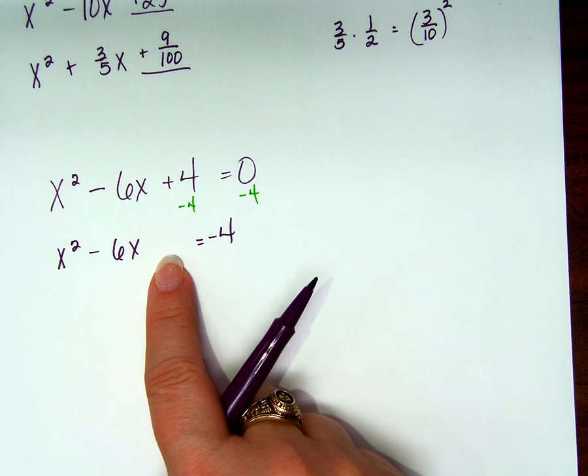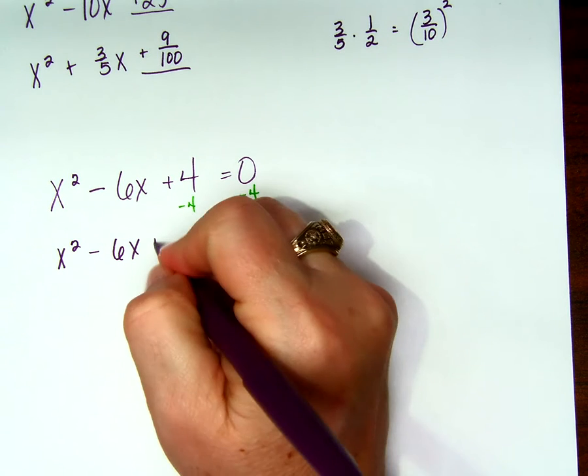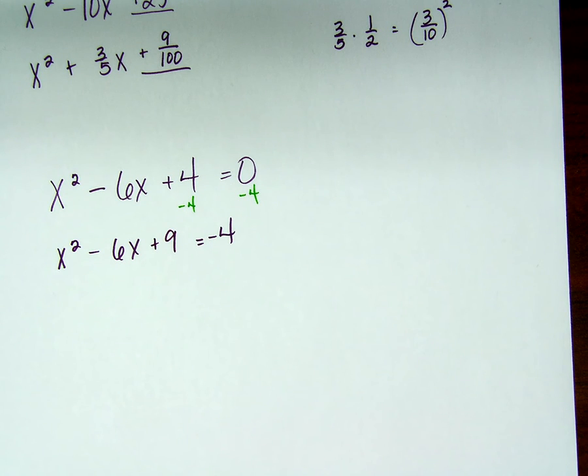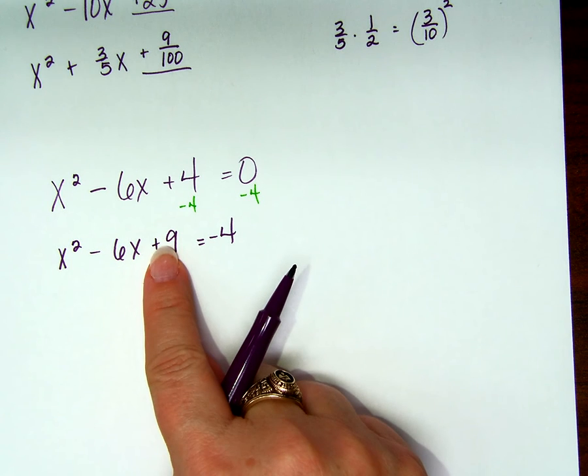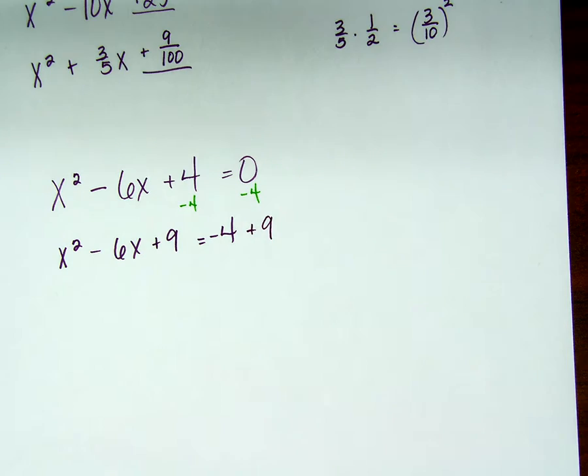Well, how did you get 9? 6 divided by 2 squared. Perfect. Plus 9. I have now significantly changed the problem, and that's bad. I added 9 to one side of the equation. Yes, I do. I have to add it to both sides of the equation.